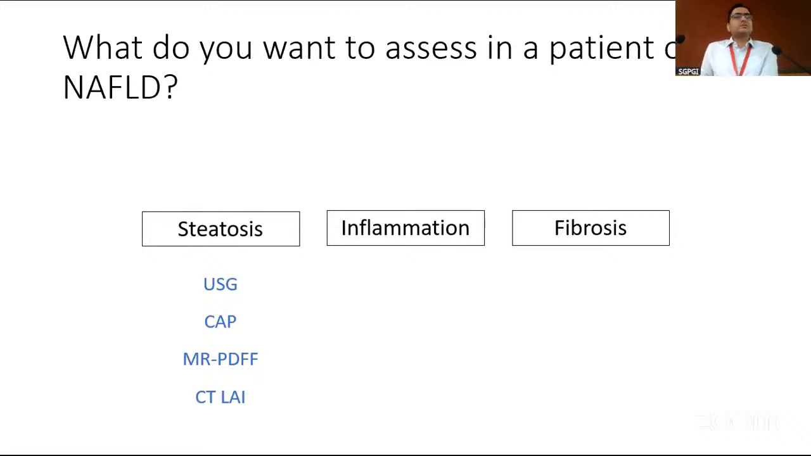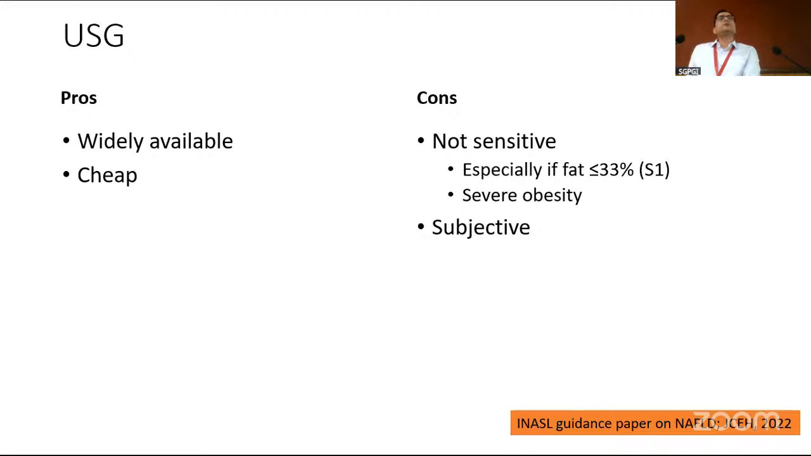So coming to the question, what do we want to assess in a patient with SLD? Steatosis. So what are the modalities generally used? Modalities are ultrasonography, CAP parameter of fibroscan, MRI PDFF, that is proton density fat fraction, and CT-based liver attenuation index. Coming to ultrasonography, its advantages are that it's widely available and cheap. However, the disadvantages are it is not sensitive, especially if the fat fraction is less than 33%, then we may miss fatty liver in ultrasound.